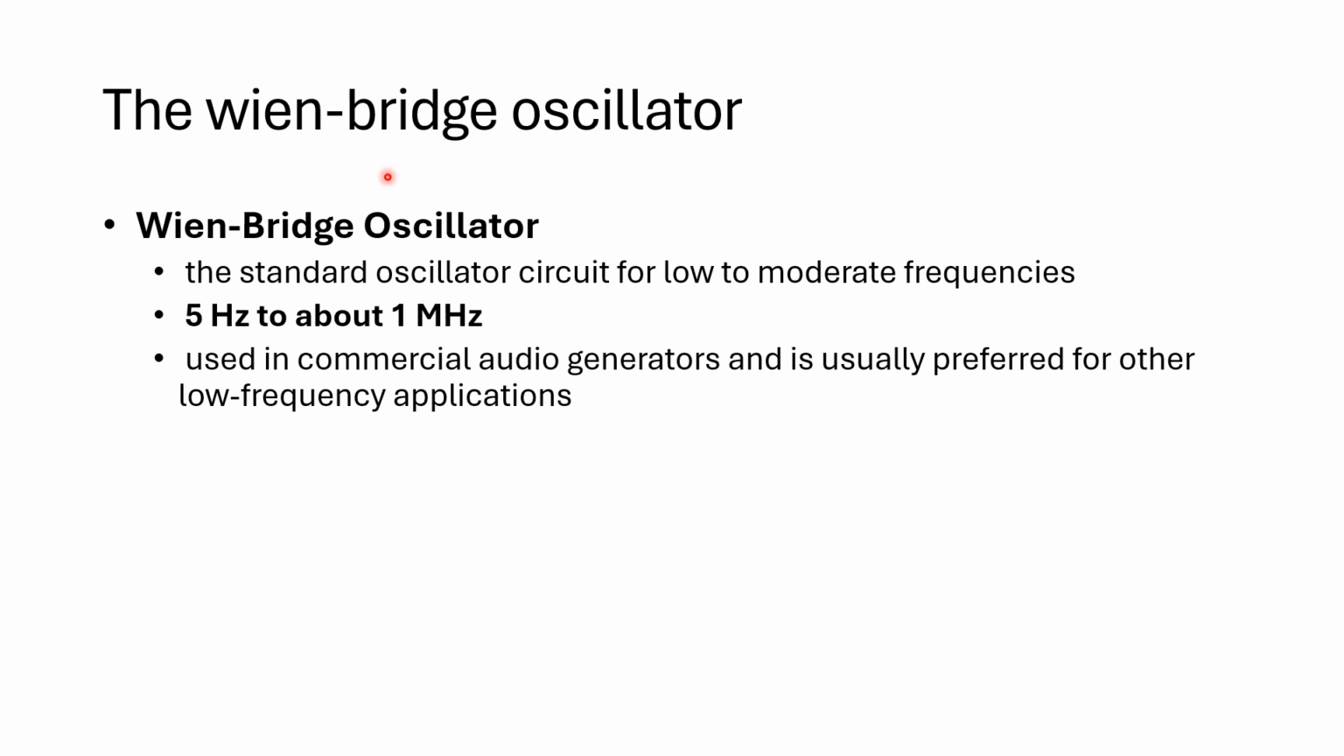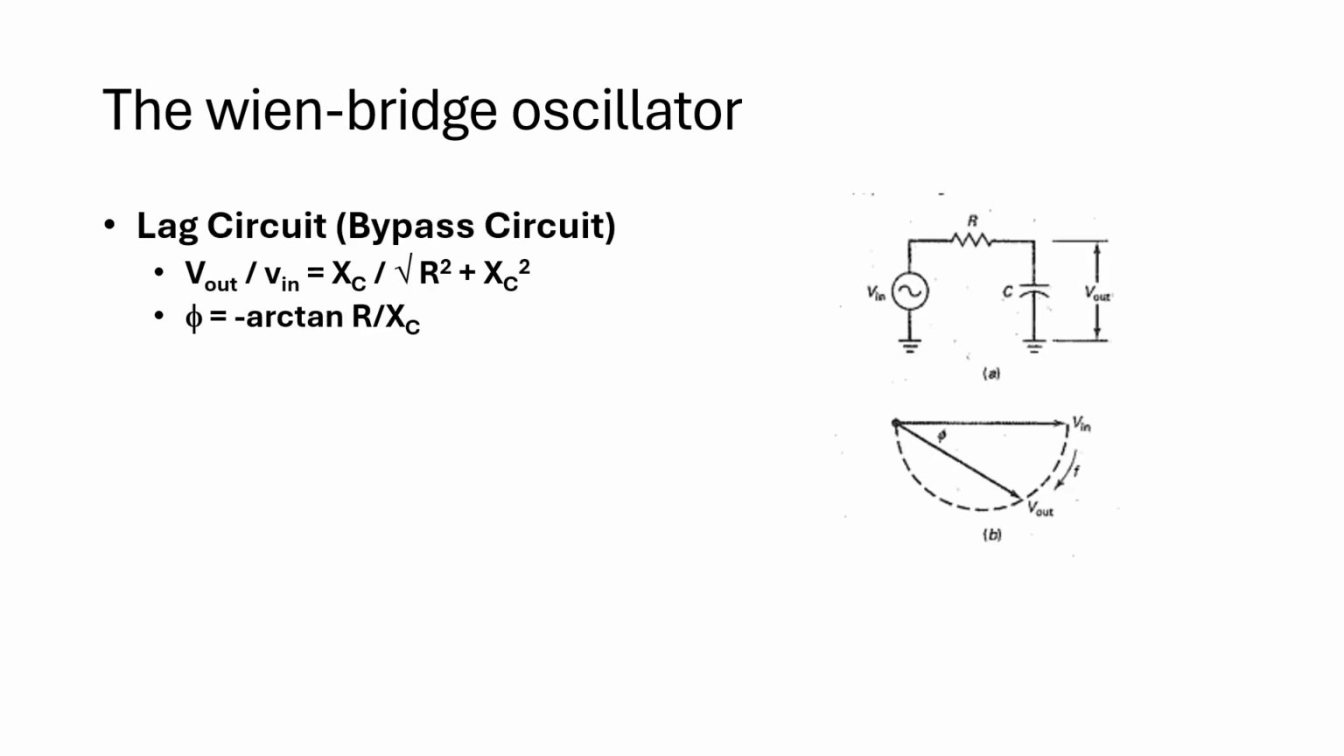So we have here the Wien bridge oscillator. One good example, the first example of the type of oscillators that we'll be discussing, is the Wien bridge oscillator. This is a standard oscillator circuit for low to moderate frequencies. It can usually produce frequencies from 5 hertz to about 1 megahertz. This is used in commercial audio generators and is usually preferred for other low frequency applications.